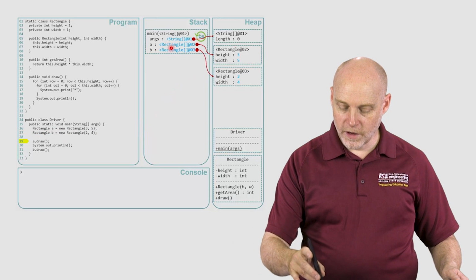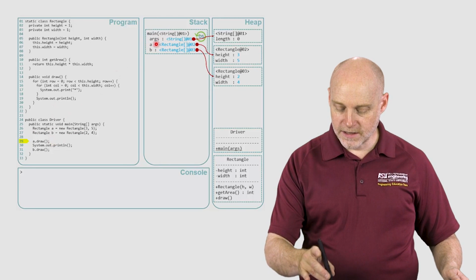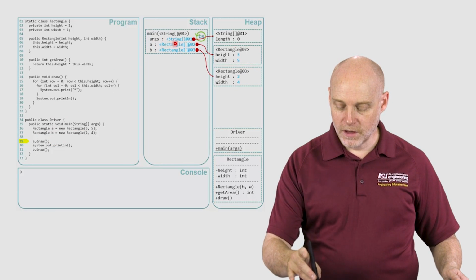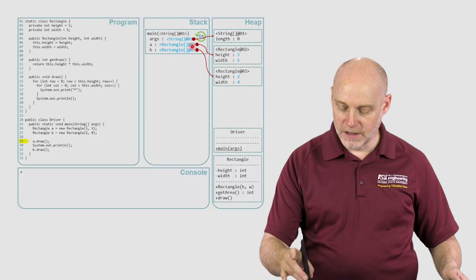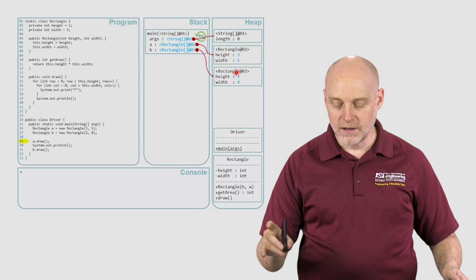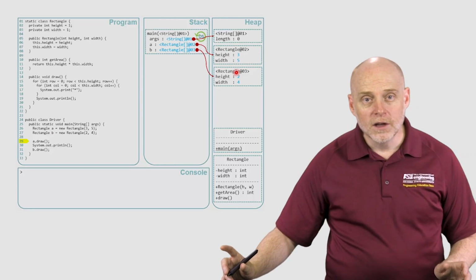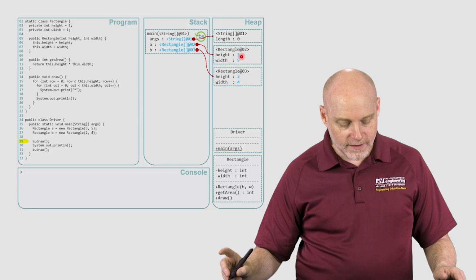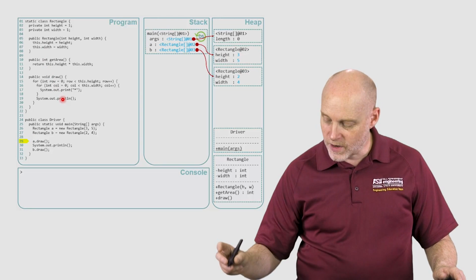And so at this point, we have a main method, which is still executing, which has 3 variables. a and b are rectangle references. a is a reference to the first rectangle that we instantiated, and b is a reference to the second rectangle that we instantiated. And so now we're about to execute line 29. We're going to ask rectangle a to draw itself. So we're going to be calling the draw method on rectangle a.